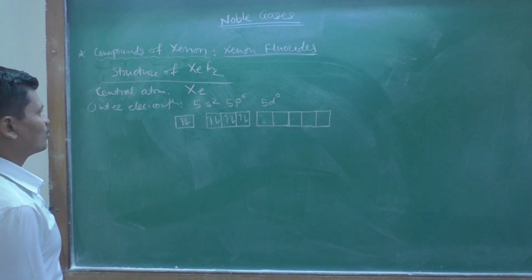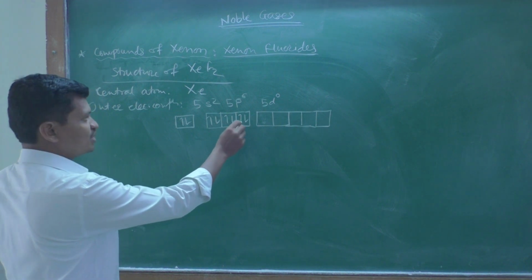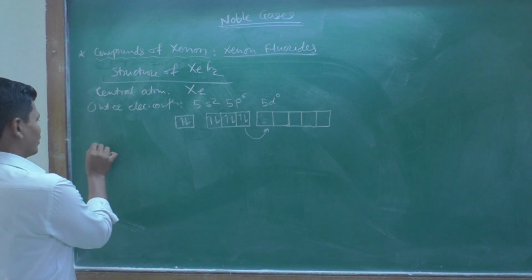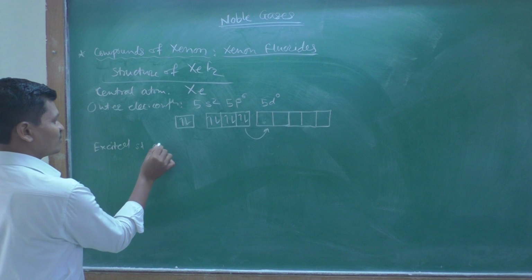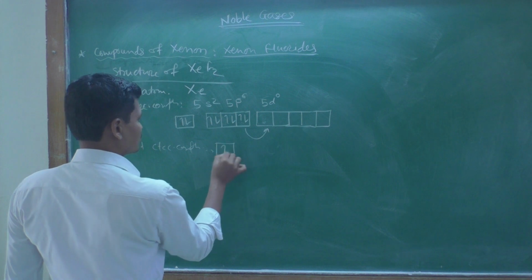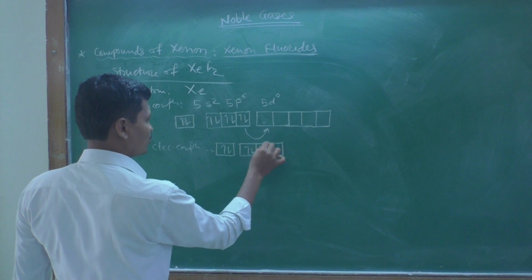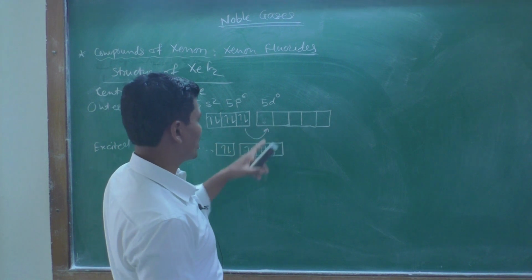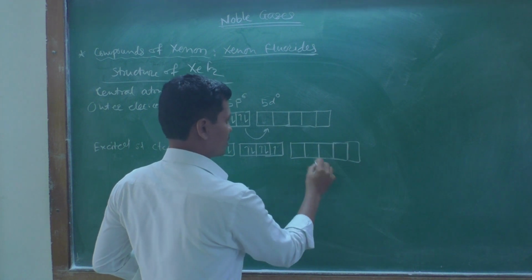So these electrons present in one of the p orbitals get excited to an empty d orbital, okay. So the excited state electronic configuration is 5s2, 5p5, 1 2 3 4 5. One of the electrons gets excited to the empty d orbital, okay. 1 2 3 4 and 5, okay.